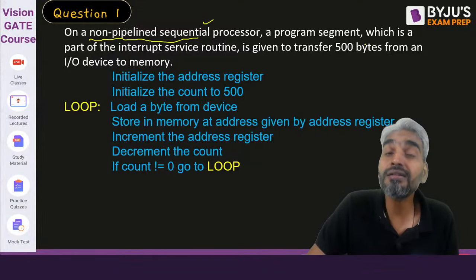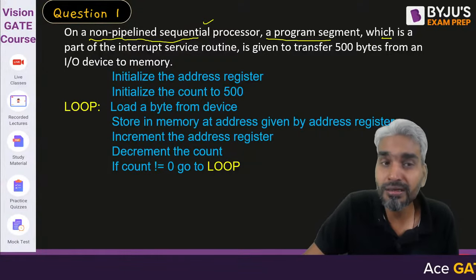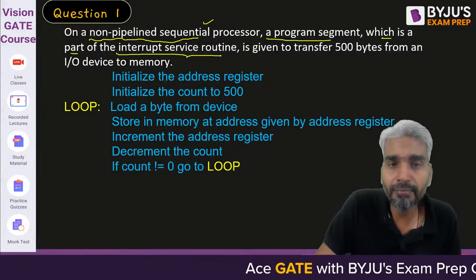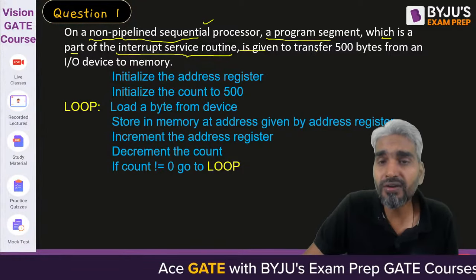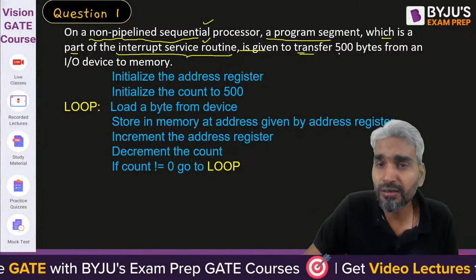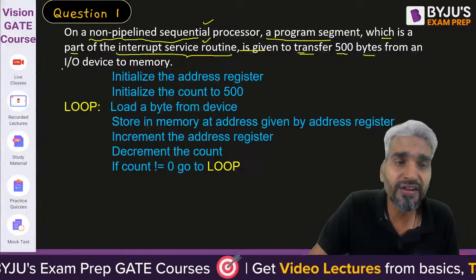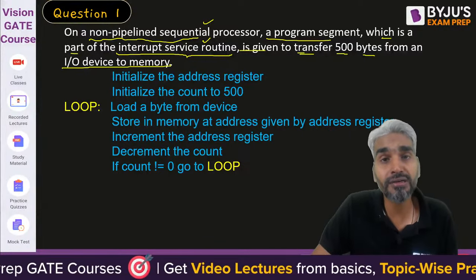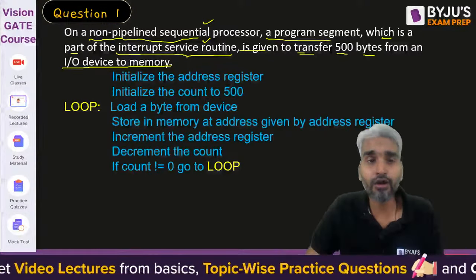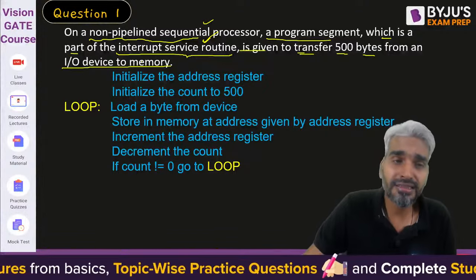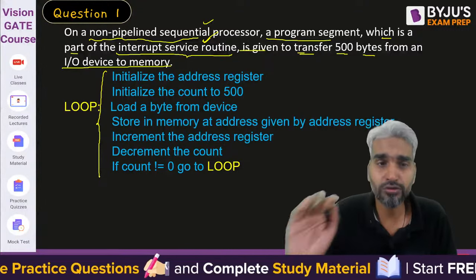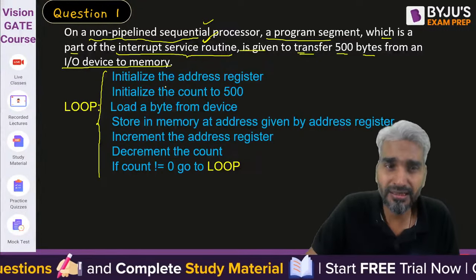A program segment, what is a program segment? A program segment which is a part of the interrupt service routine is given to transfer 500 bytes from an IO device to memory. So basically, if you are transferring 500 bytes from an IO device to memory, it is an IO operation. This interrupt service routine is given for completing that IO operation.